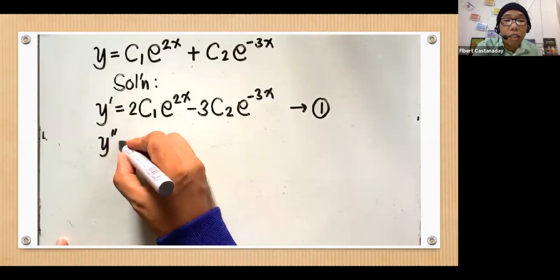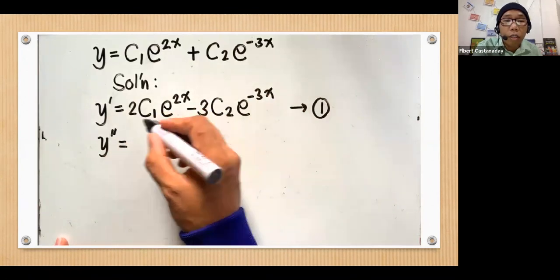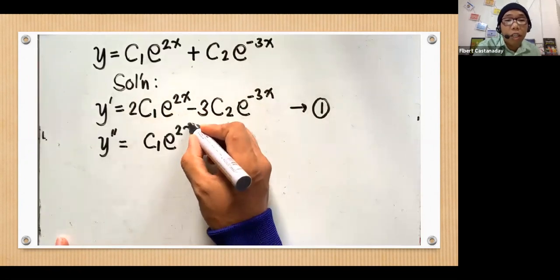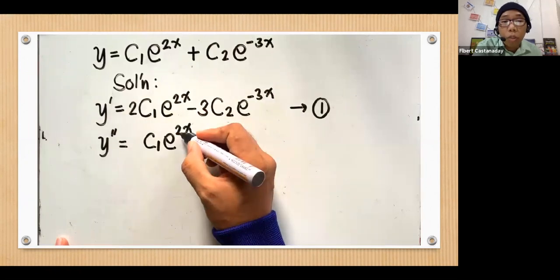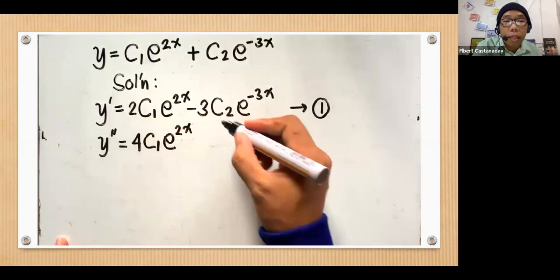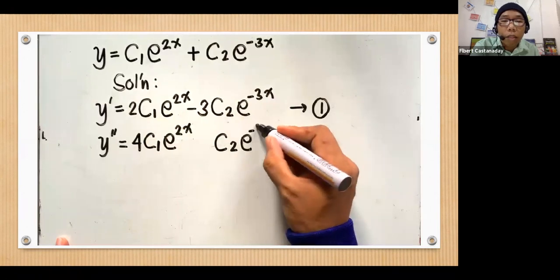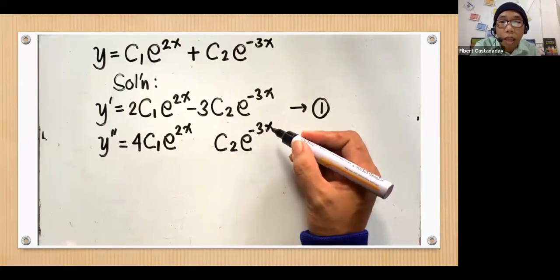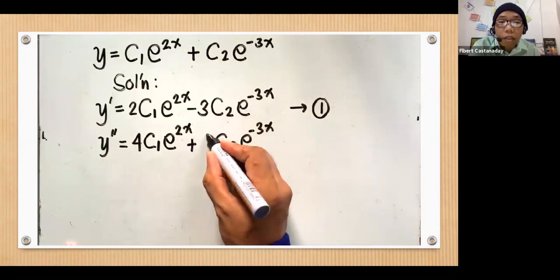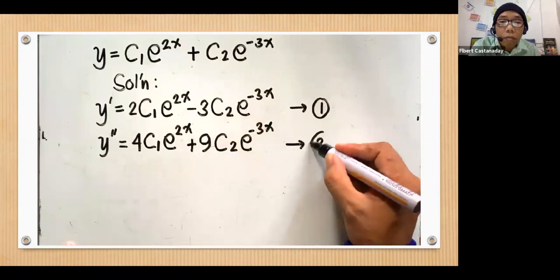Now we differentiate this first equation. So we have y double prime equals the first term. So we copy c sub 1, e raised to 2x, differentiate 2x, and that is 2. You multiply 2 to the coefficient. So 2 times 2, 4. And then we have the second term, c sub 2 e raised to minus 3x. And differentiate minus 3x, we have minus 3. So minus 3 times minus 3, you have positive 9. So this will be your second equation.